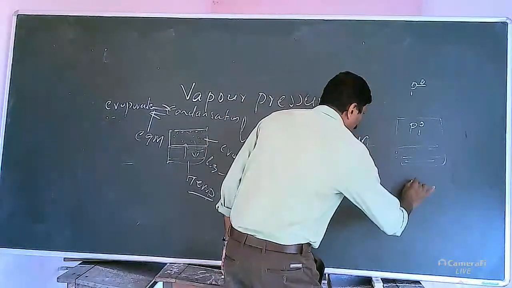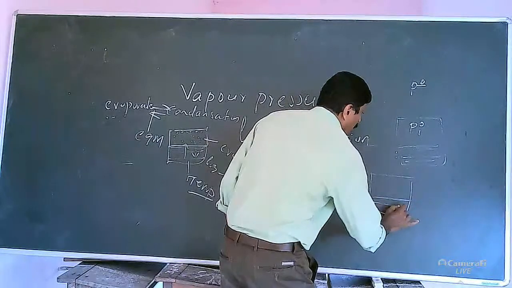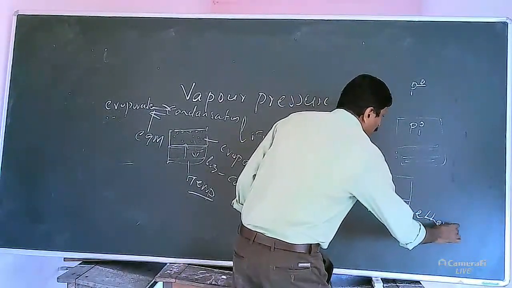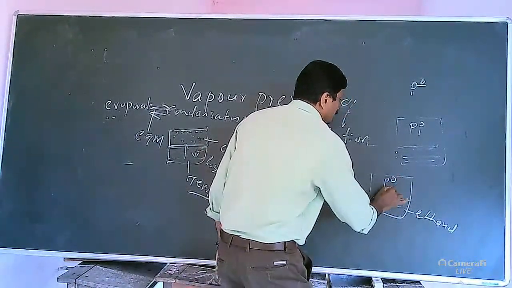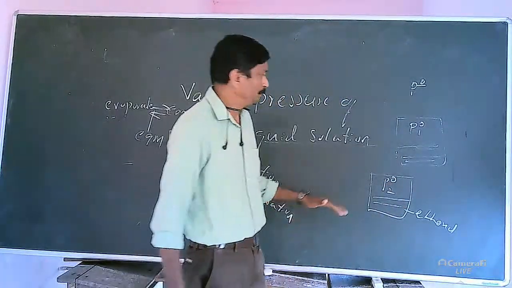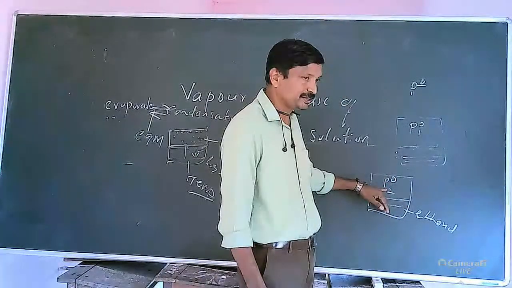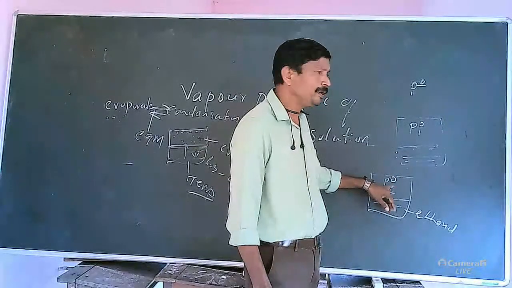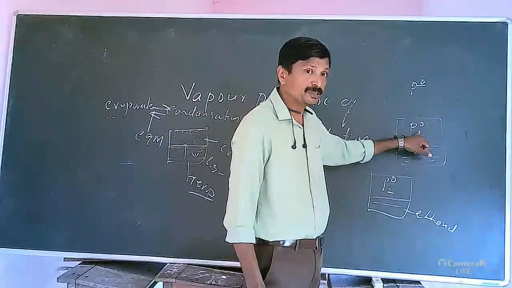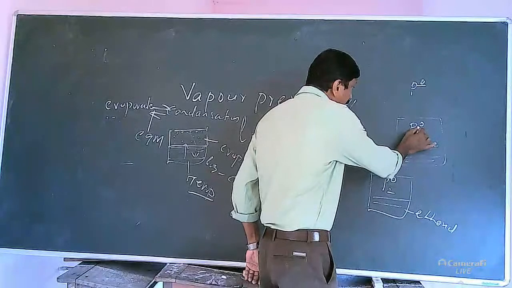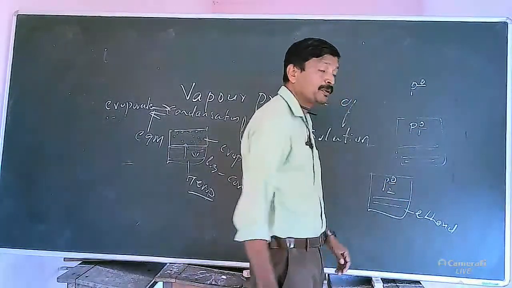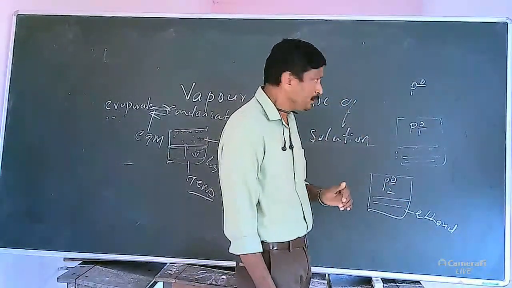Suppose you have an alcohol, ethanol. Its vapor pressure is called P2 naught. The 2 represents the solute or second component, and 1 represents the first component. The naught represents the vapor pressure of the pure component.